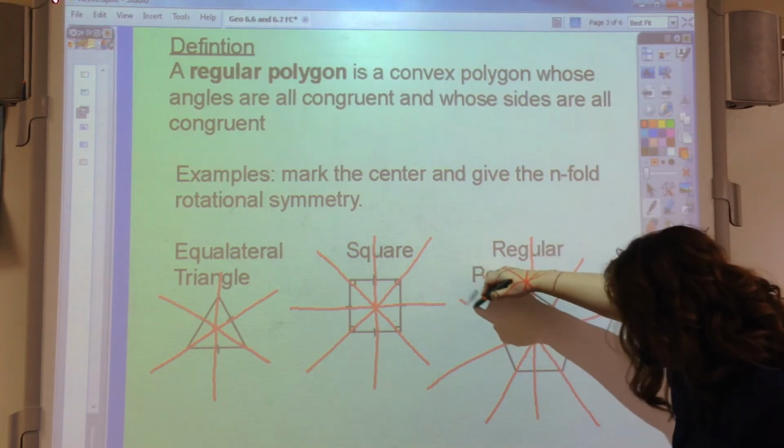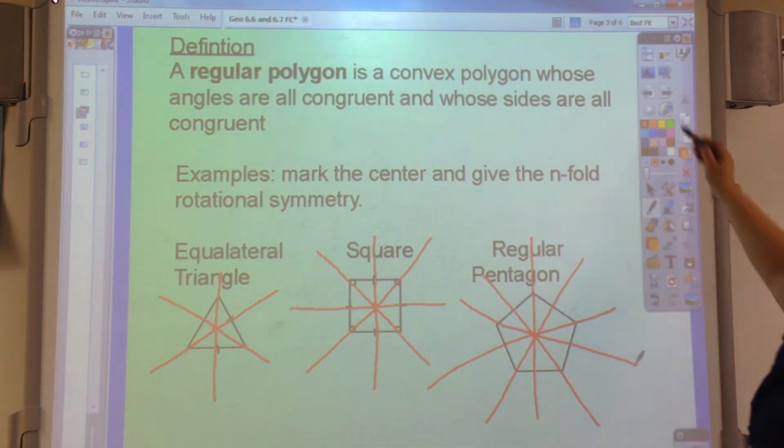Ooh, that last one wasn't good. Hang on. My fifth line of symmetry.